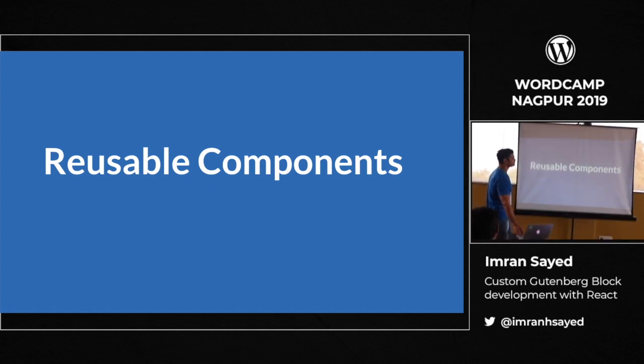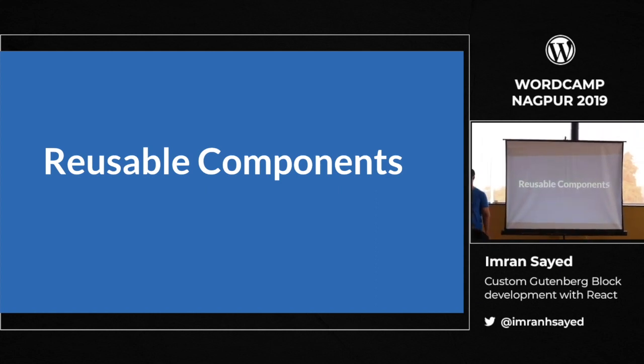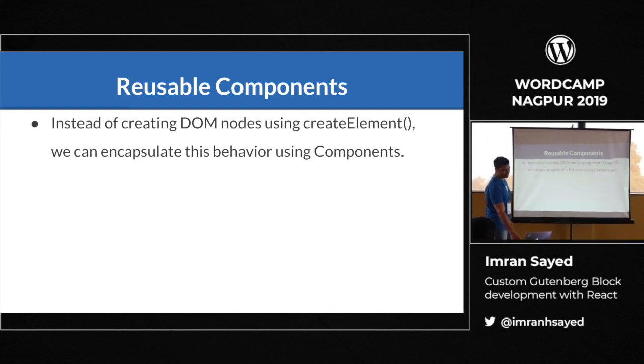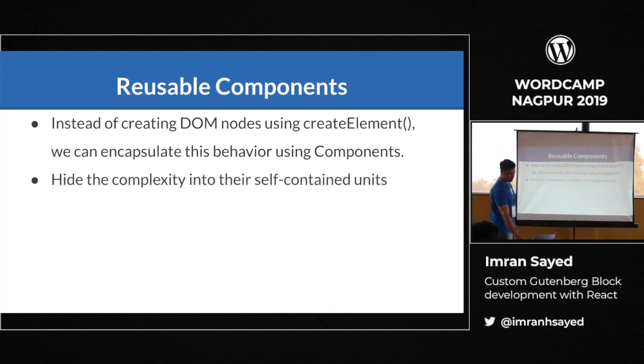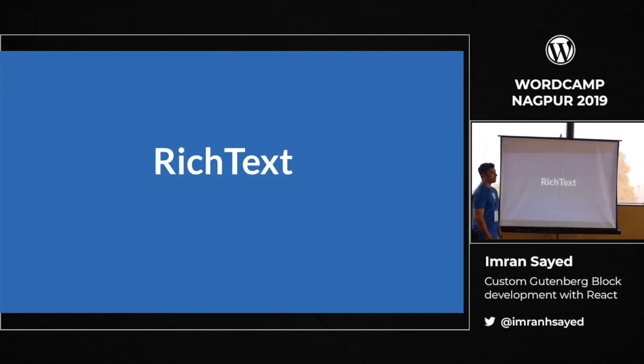Reusable components. Let's say if you create something and you want to reuse it in another blog or another page, we can use reusable components. Instead of creating DOM nodes using createElement, we can encapsulate the behavior using components. It hides the complexity into self-contained units, and many blocks share the same complex behavior. One of the reusable components is RichText.